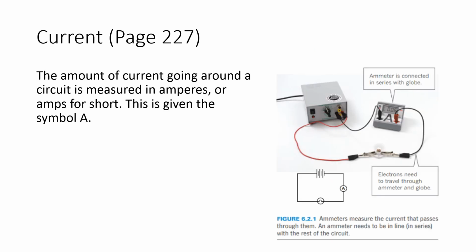Alright, so it's stated here the amount of current going around a circuit is measured in amperes, or amps for short, and is given the symbol A. If you come across A, you are talking about the use of an ammeter, as you can see here. If you look at this symbol, it's written there as A. So an ammeter measures the current that passes through it, and an ammeter needs to be in line with the rest of a circuit.